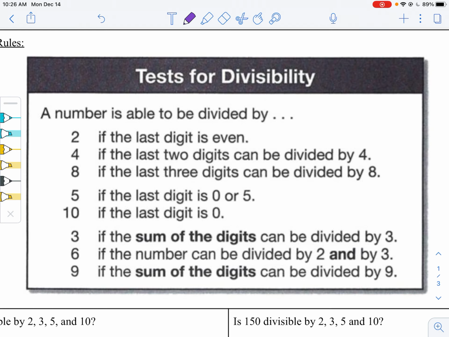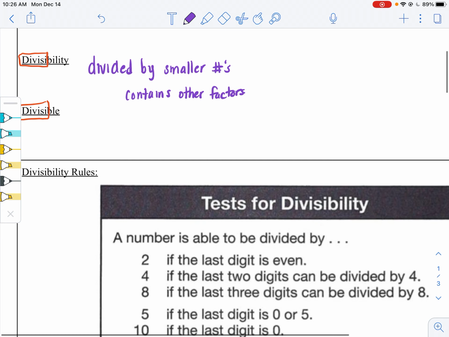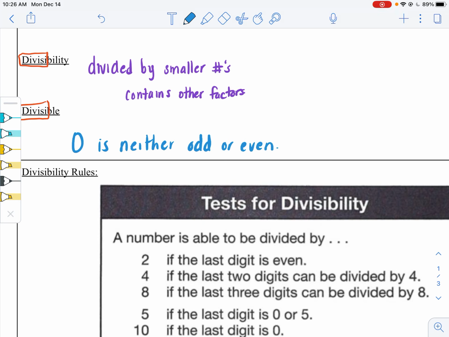If you need to, you could pause this video to take down the notes. But I'm going to go through them quickly. Oh, one more thing. The number 0 is neither odd nor even. But when 0 is used as a placeholder in 10, it helps that number become even. But 0 itself is not even or odd.